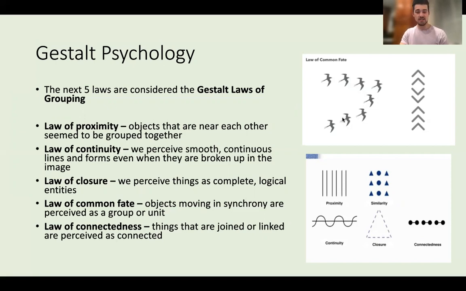And the law of connectedness: things that are joined or linked are perceived as connected. Don't overthink that one. It's just exactly what it is. If we look at the bottom right, we don't see 6 dots, we see 3 groups of 2. The reason we see 3 groups of 2 rather than 6 dots is this law of connectedness. We're seeing 3 entities instead of 6 because of those lines that are connecting them.